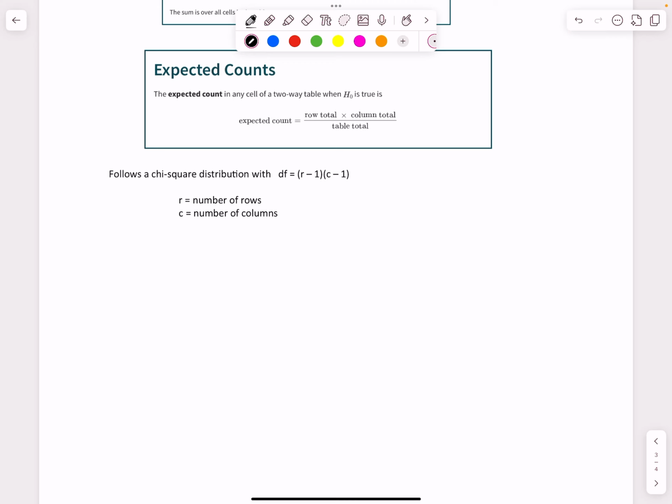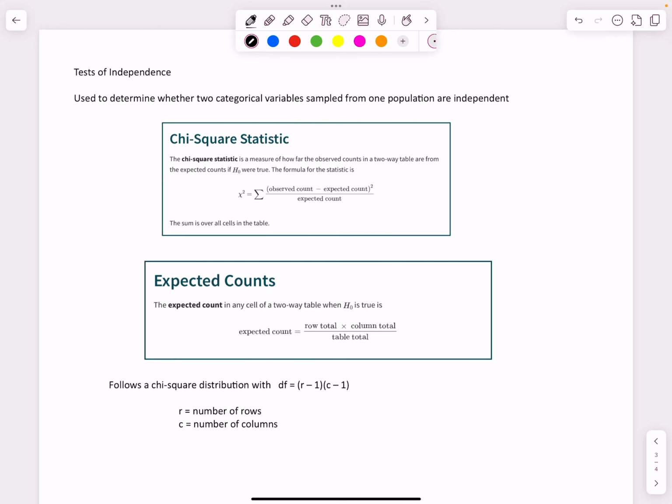Now this is another one we can do. And this is for tests of independence. This is also a chi-square distribution. And we use it to determine whether two categorical variables are independent from each other.